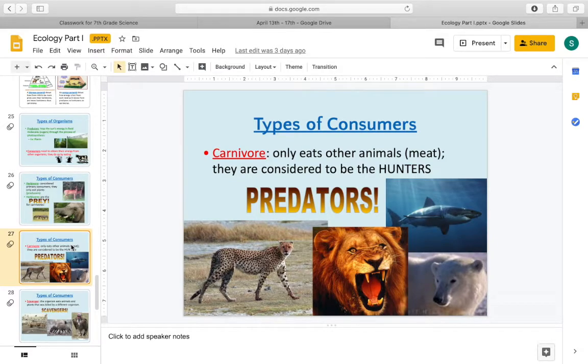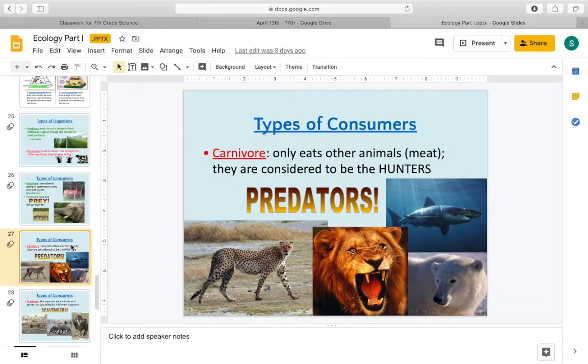Carnivores are a consumer that only eat meat. So they are eating other animals, other organisms, so they're considered a consumer. And because they're only eating meat, they are a carnivore.